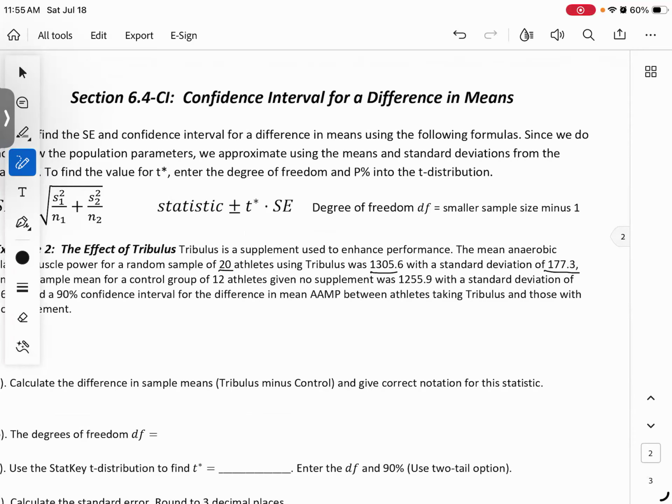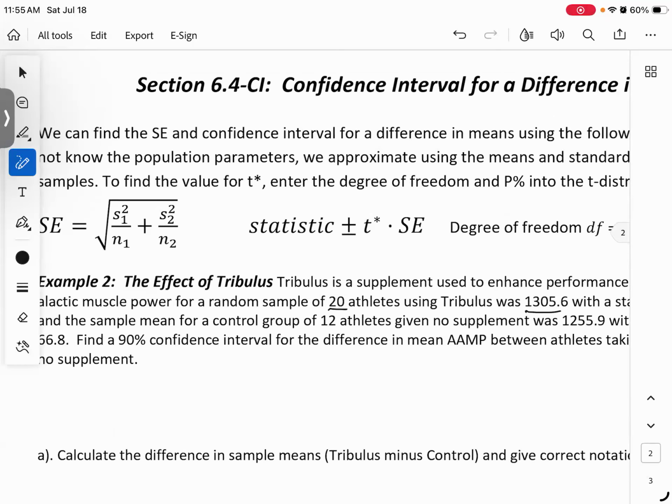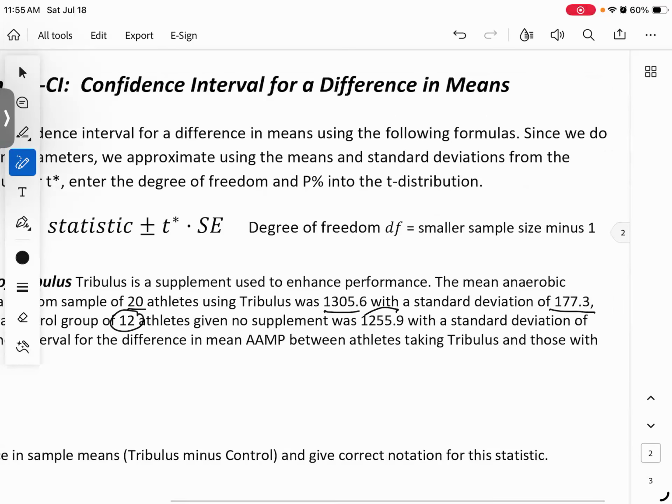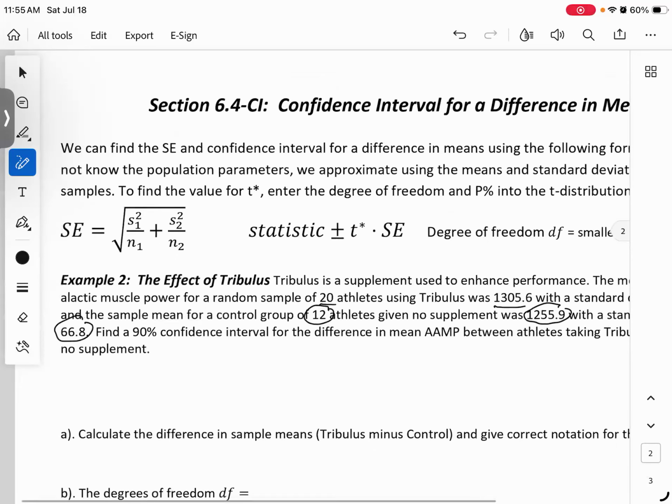For the athlete group that used the supplement, there were 20 of them. That was their value, 1305.6. That was their standard deviation. And then maybe I'll put circles around the other group. The sample mean for the control group, that was 20 of those athletes who didn't use the supplement. That was their mean. And then their standard deviation was 6.8.